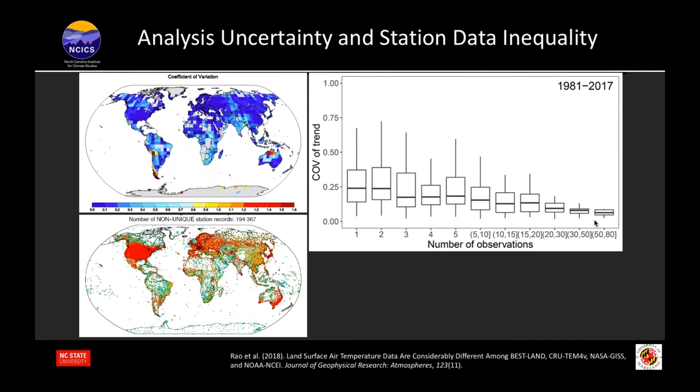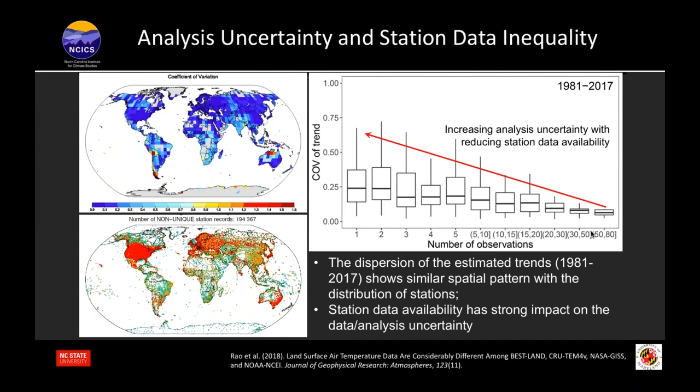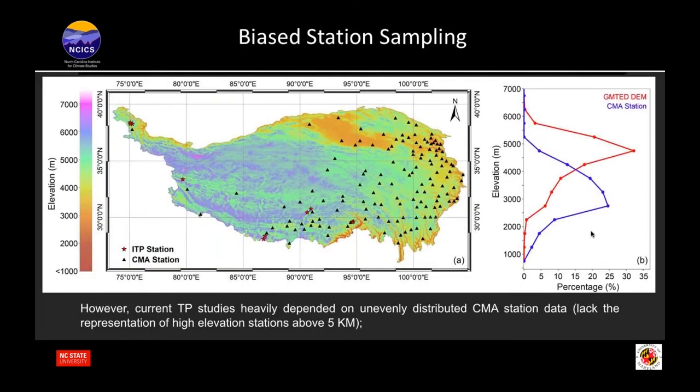And for the two cases, one is the Tibetan Plateau. We all know that because of the high elevation, it's really hard to set up station measurements over the land surface in high mountain regions. The background color here is the elevation over the Tibetan Plateau. We can see over the western part of the plateau, the high elevation means that we only have one or two stations over there. When we're trying to analyze the temperature change in the past 40 years, that can lead to large uncertainty when we lack this type of measurement.